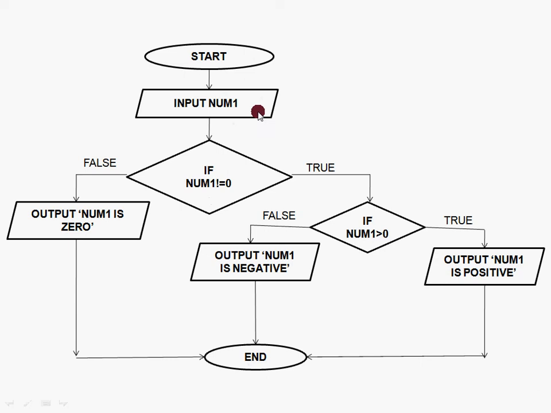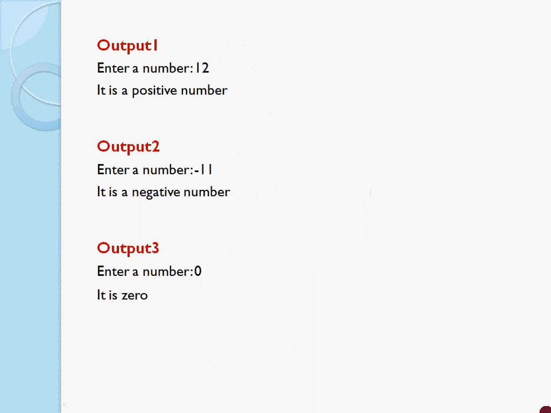If my input is 6, 6 is not equal to 0. So what happens? It comes to this if condition and checks 6 greater than 0. Yes, the condition is true, so it says 6 is positive. So this if condition comes inside this if condition. This is an example of nested if. These are the example outputs of that example.